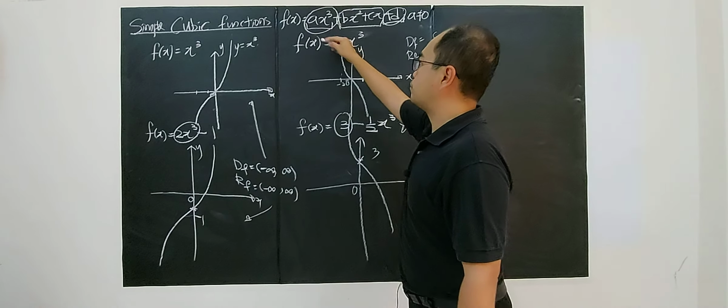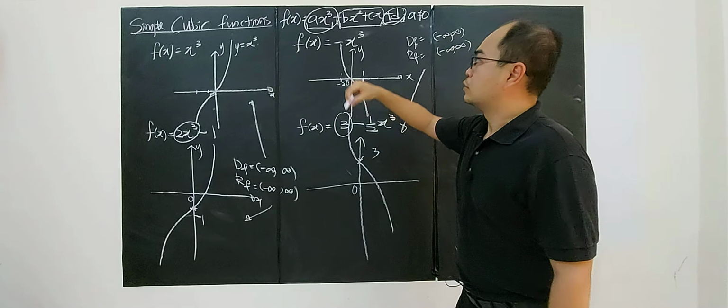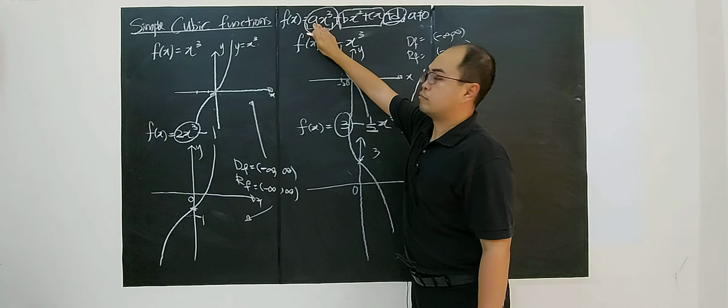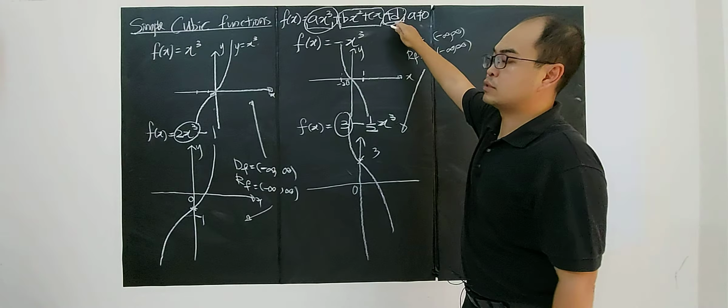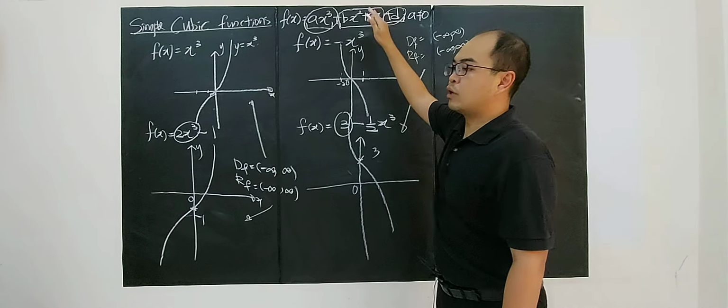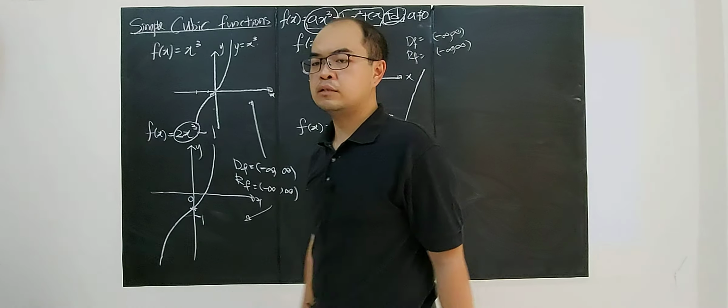So this is called the simple cubic function. We only talk about ax cubed and the constant. For the remaining terms, we will talk about more details in chapter 10.